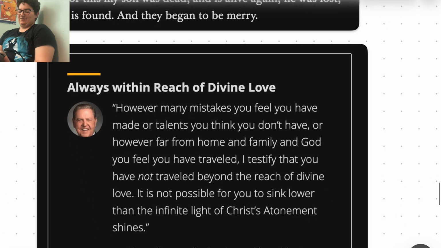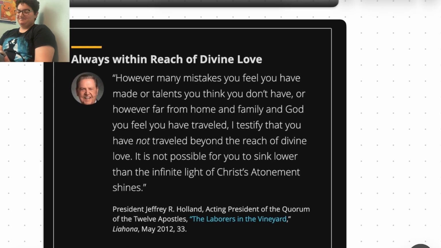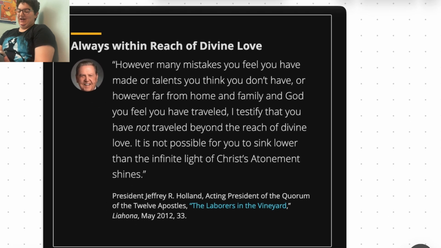And it also reminds me of this quote from President Jeffrey R. Holland. He says, "However many mistakes you feel you have made, or talents you think you don't have, or however far from home and family and God you feel you have traveled, I testify that you have not traveled beyond the reach of divine love. It is not possible for you to sink lower than the infinite light of Christ's atonement shines." And I just love that.